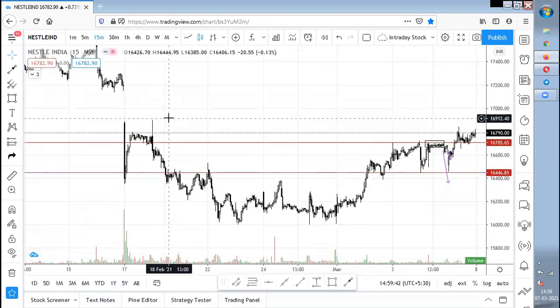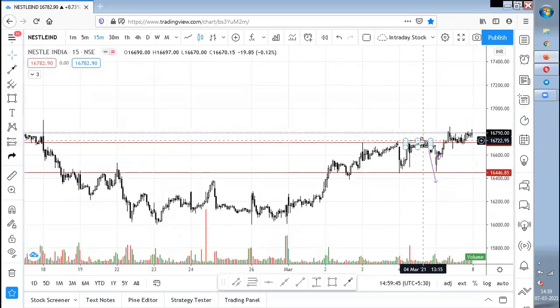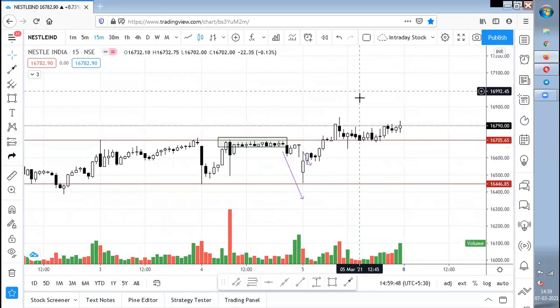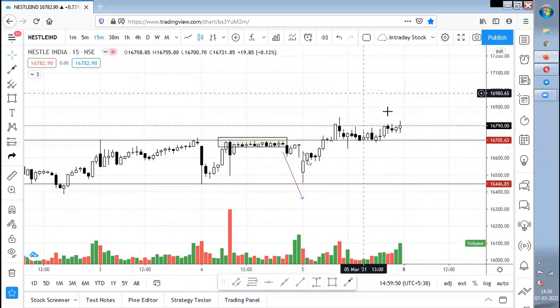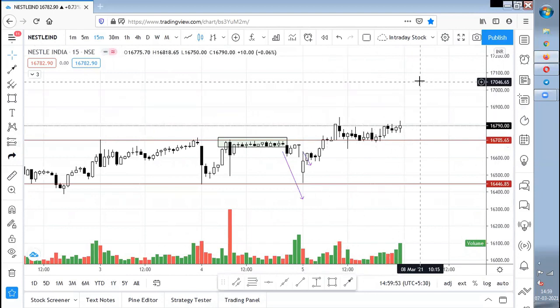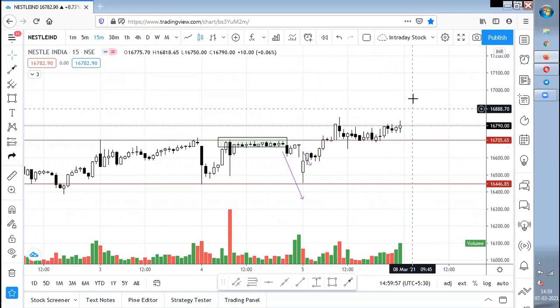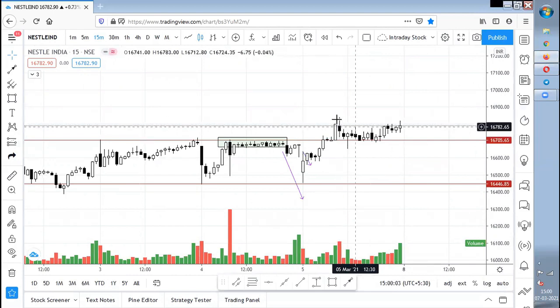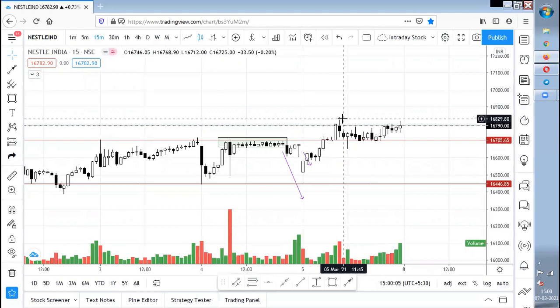So I was very much sure that the Nestle stock may not perform well after this, because there are some rejections and a gap zone. If it has to move further up, it has to come with a good gap up on a particular day, and only then will it move up. So that is how I booked over here, and I shared that screenshot also in the Telegram channel. So this is how I traded Nestle India.